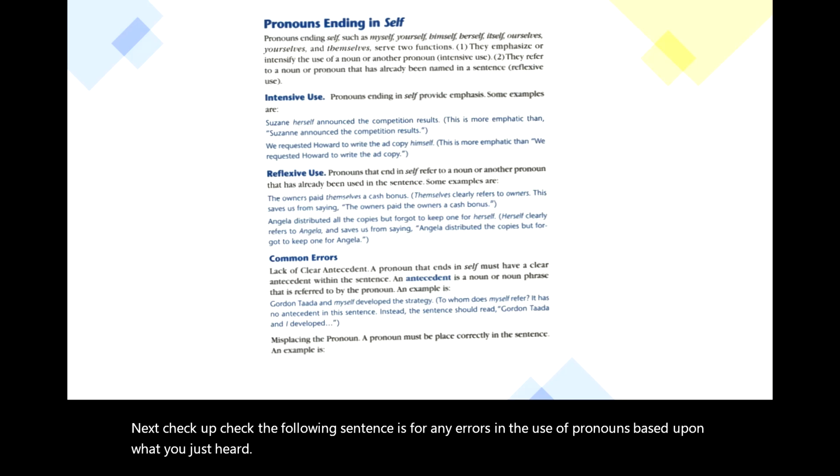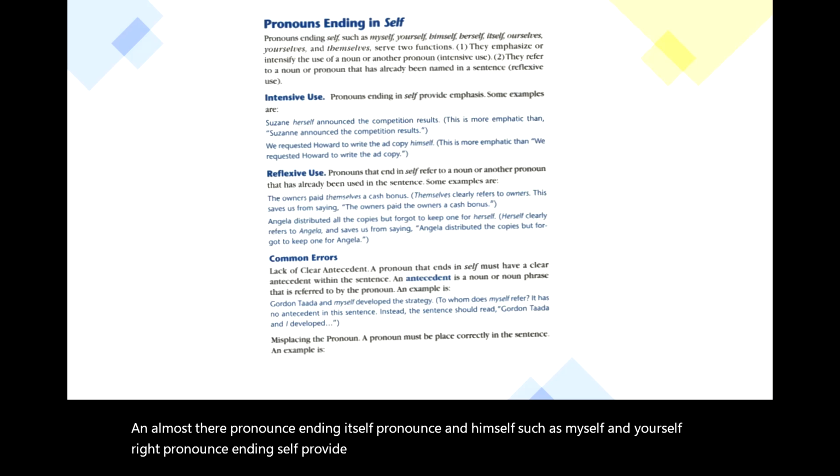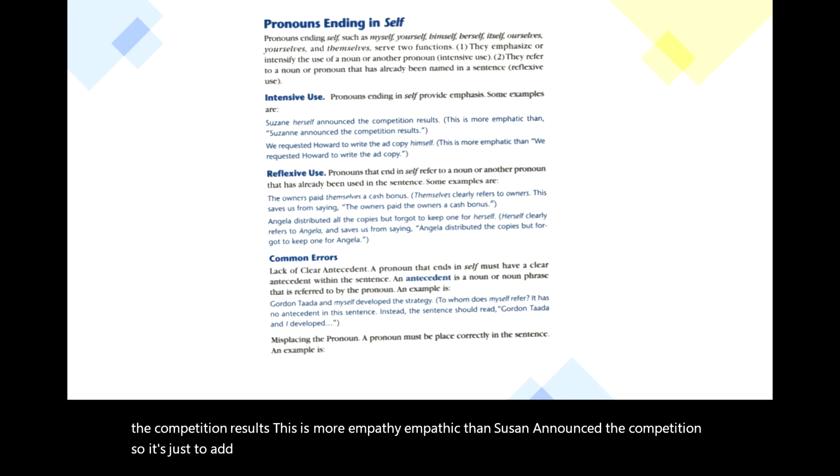And almost there. Pronouns ending in self, such as myself and yourself. Right? Pronouns ending in self provide emphasis. Some examples are Suzanne herself announced the competition results. This is more emphatic than Susan announced the competition. So it's just to add some intensive or some more emphasis on the Susan.